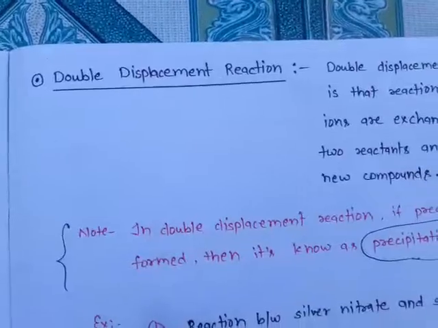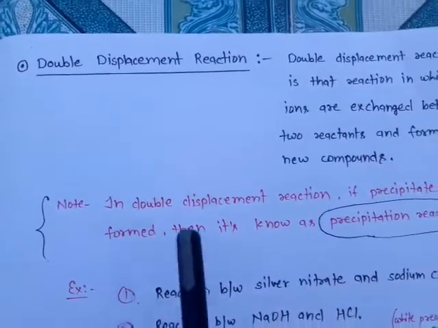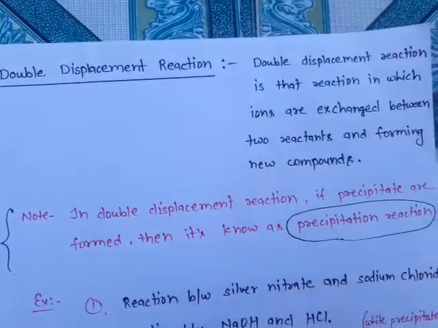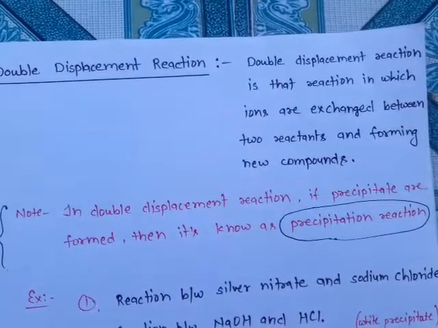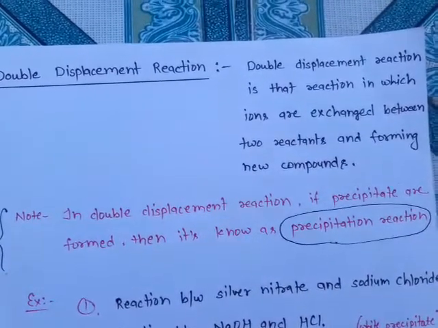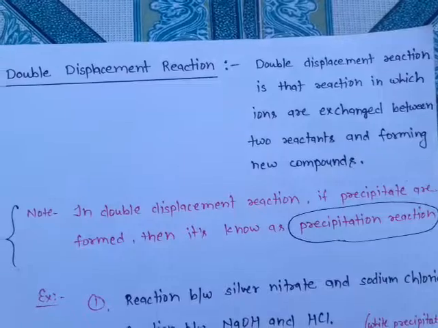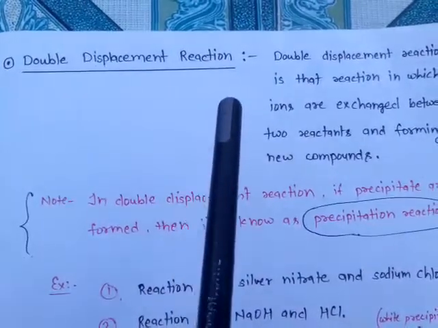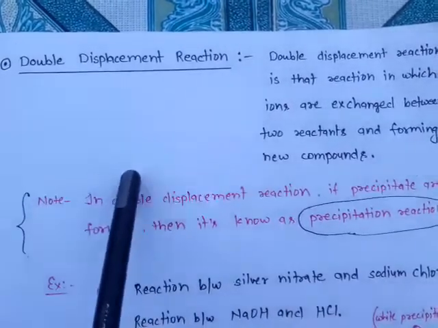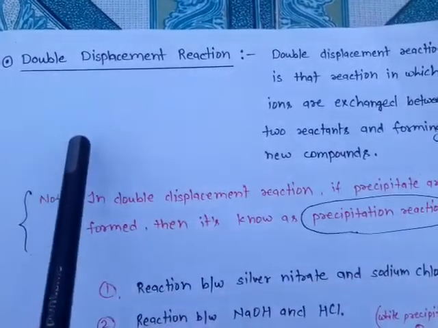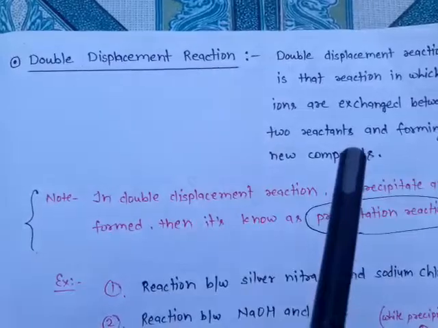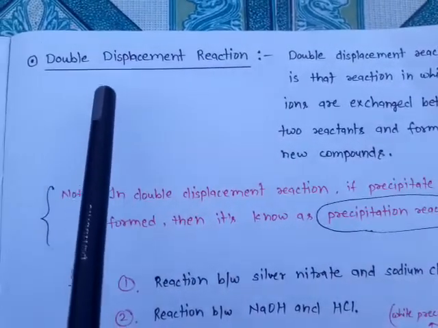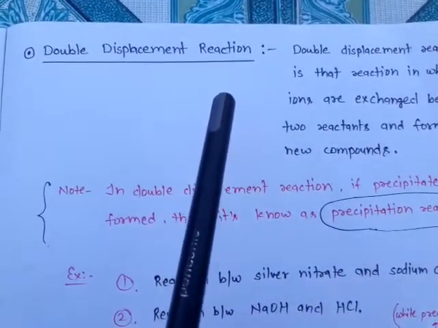Now we move to the fourth type of reaction, the double displacement reaction. What is a double displacement reaction? It is a reaction in which ions are exchanged between two reactants, forming new compounds. That is, in a double displacement reaction, ions are exchanged between the reactants and form new products. This type of reaction is said to be a double displacement reaction.